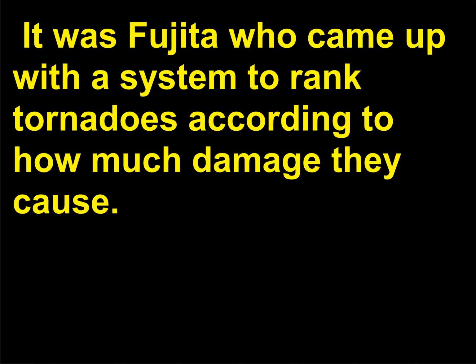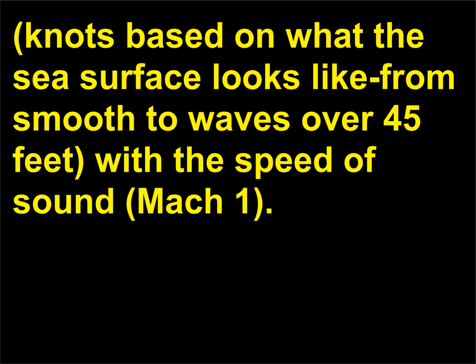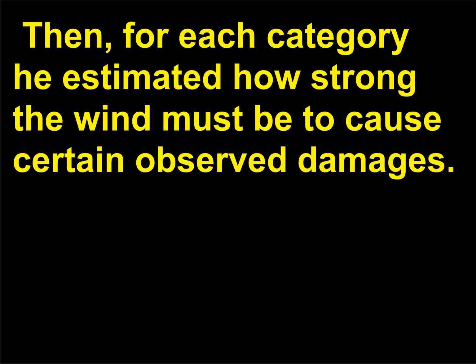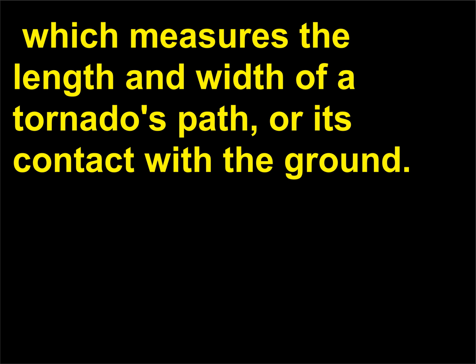It was Fujita who came up with a system to rank tornadoes according to how much damage they cause. He developed his categories by connecting the 12 forces of the Beaufort wind scale, in knots, based on what the sea surface looks like, from smooth to waves over 45 feet, with the speed of sound, Mach 1. Then, for each category he estimated how strong the wind must be to cause certain observed damages. Fujita's scale was later combined with Pearson's scale, which measures the length and width of a tornado's path, or its contact with the ground.